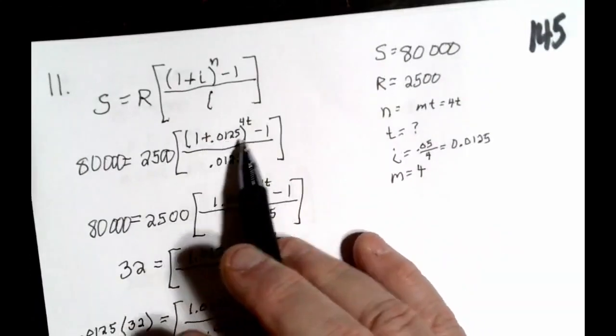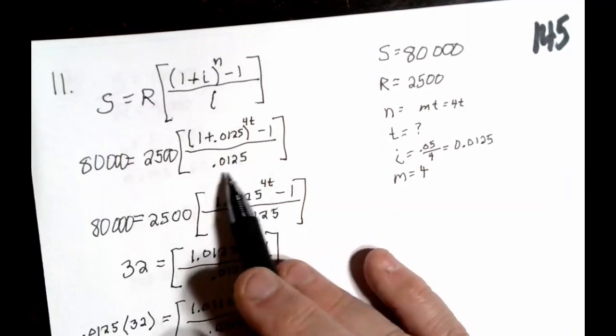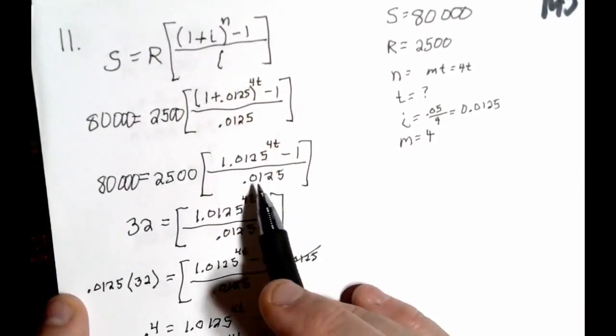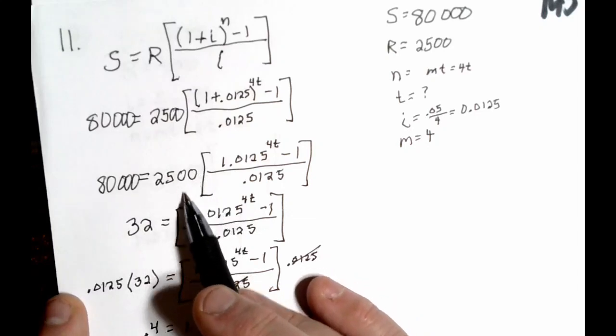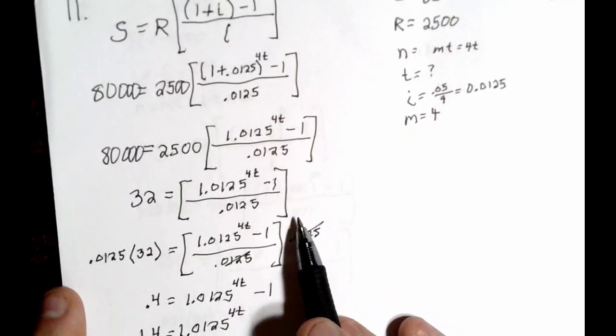So to solve this, we want to get this thing to an exponent all by itself. We want to get rid of the -1, this guy in the bottom, and this guy up front. We've got to do it in the right order. So we divide both sides by 2,500, and you get this equals this guy.